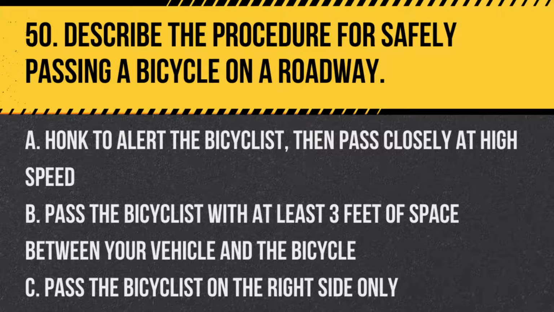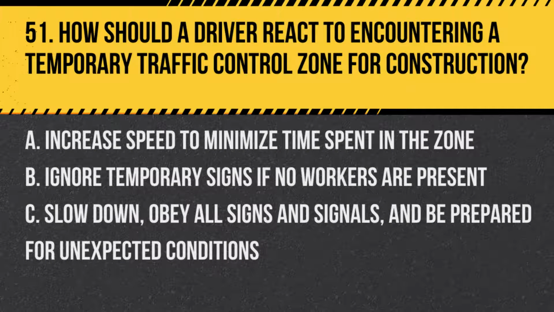Answer: B. Pass the bicyclist with at least 3 feet of space between your vehicle and the bicycle. Providing ample space ensures the safety of the bicyclist and complies with laws in many jurisdictions. Question 51. How should a driver react to encountering a temporary traffic control zone for construction?